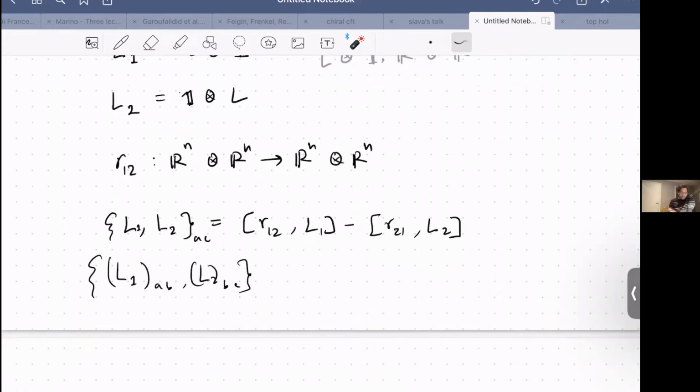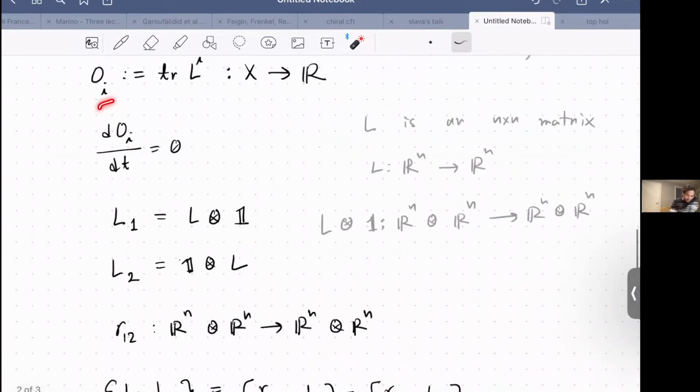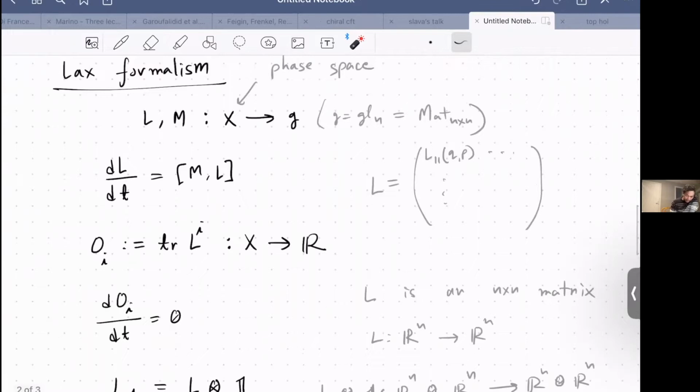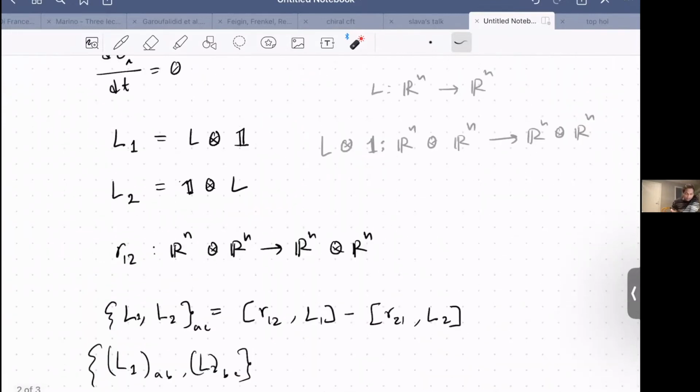Now, the claim is that if you have a matrix such as this, and if L satisfies this equation, then all these charges that we already know to be conserved are also in involution. Then if you can find this matrix of sufficiently large dimension, because by large dimension, I mean if n can be sufficiently large, then you have a completely integrable system.